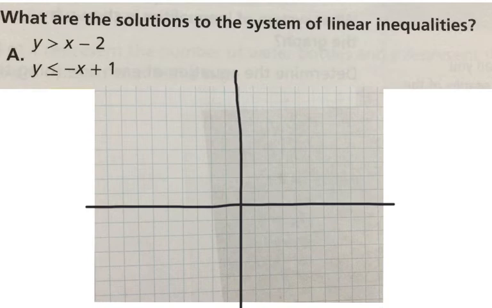So if I had to graph the first one, y must be greater than x minus 2. That's in slope-intercept form. It's already in slope-intercept form. So I would use the y-intercept, which is negative 2, to plot a point. And then I would use the slope, which is the number in front of the x. I don't see a number, so there's an understood 1 in front of the x. So I can think of this as being 1 over 1 as my slope. So I can rise 1, run 1, rise 1, run 1, rise 1, run 1.